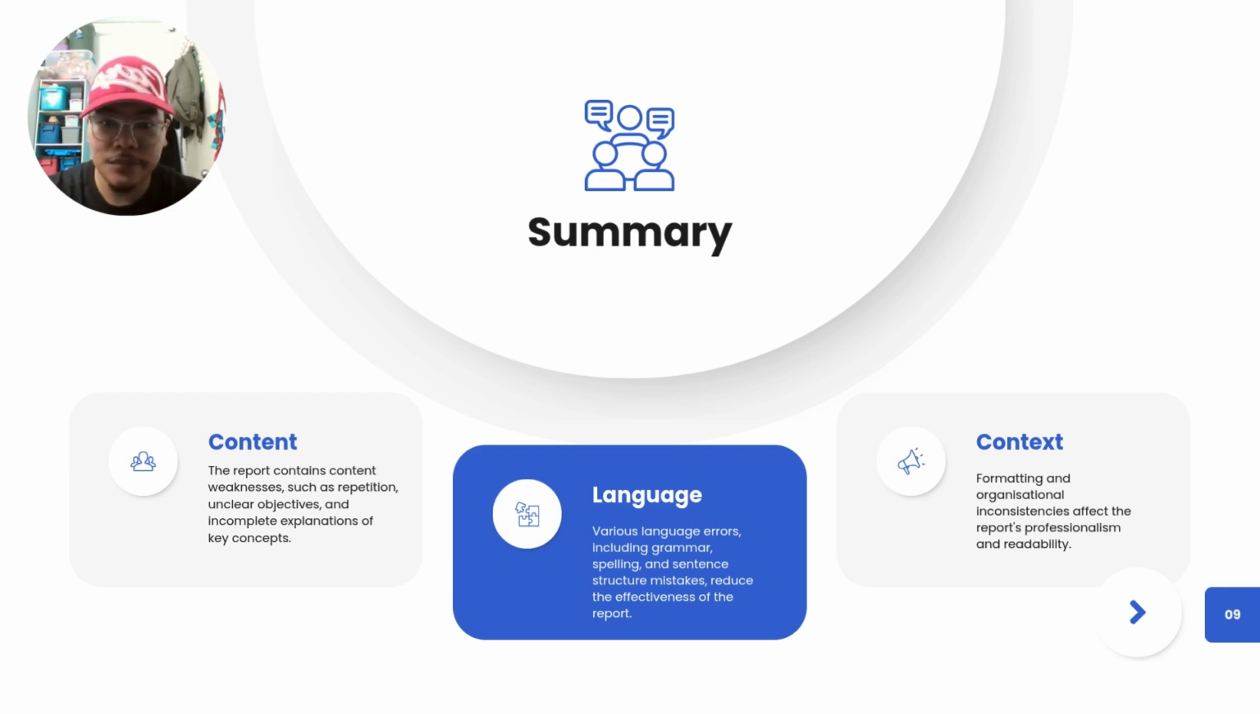In summary, there are various errors that I found in the report itself, mainly language, content, and context. For language, I corrected the grammar and sentence structure because accurate language is important in academic writing. I also improved the content because academic writing should be direct, relevant, and free from repetition. Next, I also fixed formatting and organizational issues because presentation matters in written communication. Proper spacing, font consistency, and sentence structure help make a report more readable and credible.